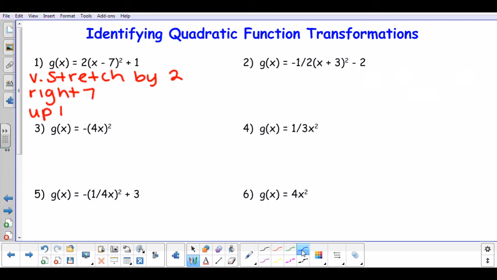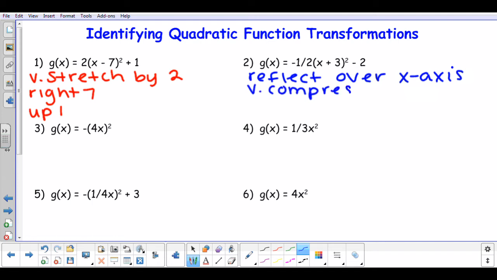If I look at number 2, I have a negative sign again. So I have a reflection over our x-axis. I also have a 1/2. So that 1/2 we're going to think of as being positive. We want to take its absolute value. Since it is a fraction between 0 and 1, that'll be a vertical compression by 1/2. If I move inside my parentheses, I have an x plus 3, and I know the plus to indicate a left 3 units, and then I have a minus 2 on the outside to indicate a down 2.